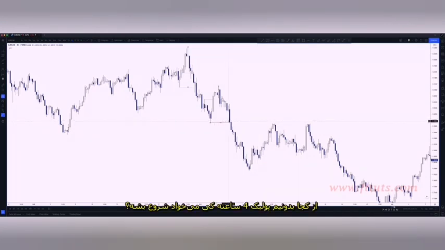How do we know when that 4 hour pullback is likely to begin? Well, we can look for a change of character to the upside. And what do we get? We get that minor break of structure over here, right? And then that is our change of character there to the upside.